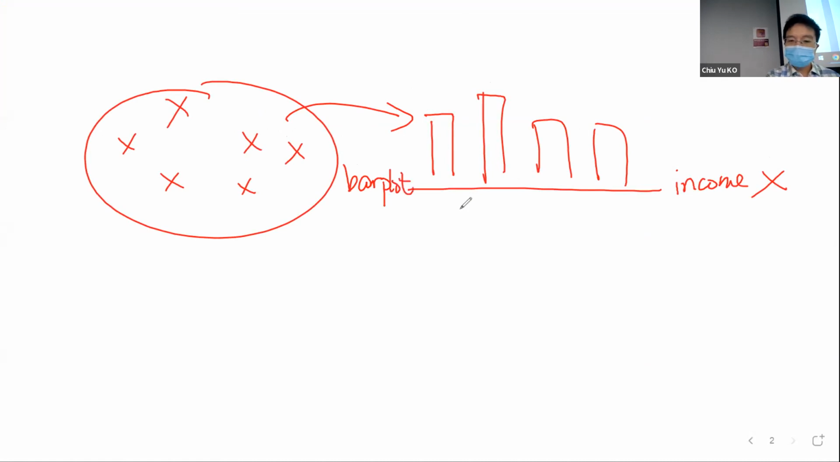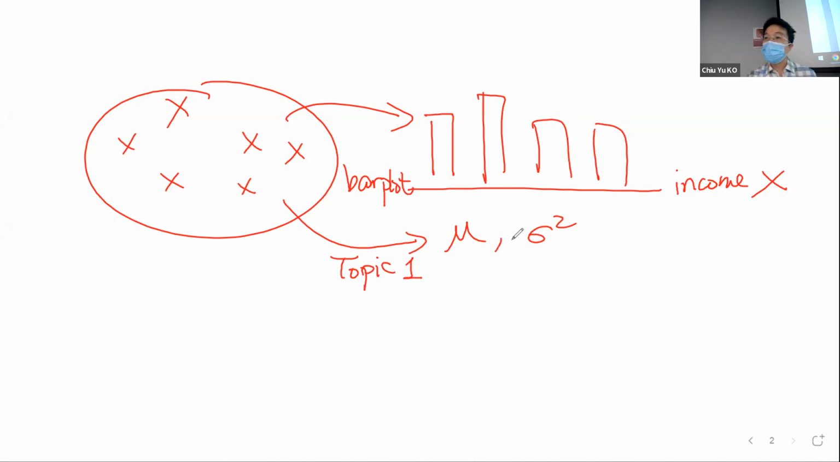And this bar graph, based on topic one, we can have a mean, mu, and sigma square, right? This is what we learned in topic one: the summary statistics mu and sigma square. Do note that the sigma square here is based on over n, not n minus 1, because this is the population. It is n, not n minus 1, and not s.